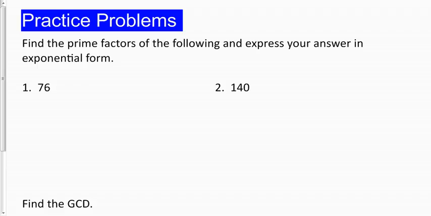Okay, here are some problems for you to practice. Please solve them and then see if you get the same answers I do.